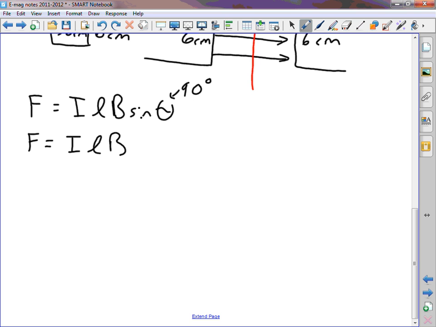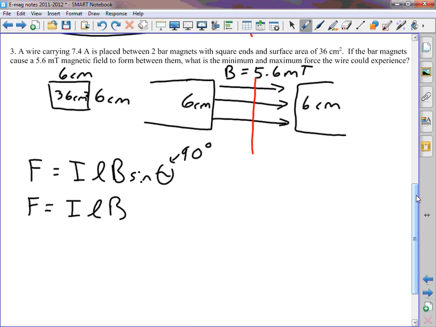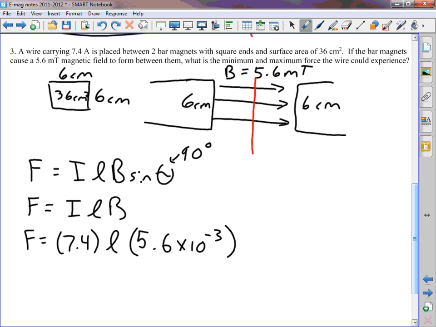Now, some of these things are already given to me, right? They already have told me, I don't have a choice. This thing carries a current of 7.4 amps. I'm going to leave the length of the wire blank, and we'll get back to that as the variable here. They also told me the magnetic field strength, right? 5.6 milliteslas, times 10 to the negative third, right?